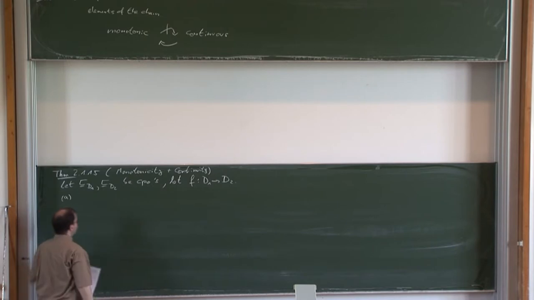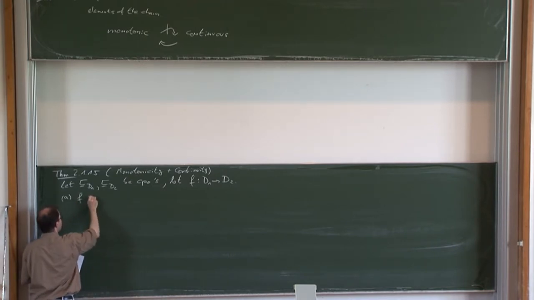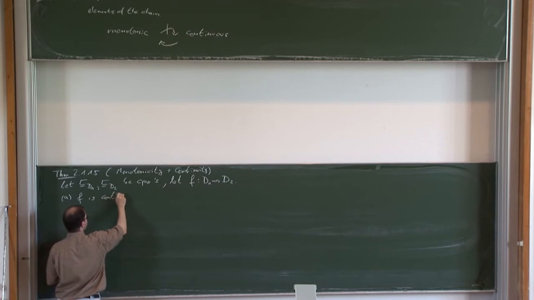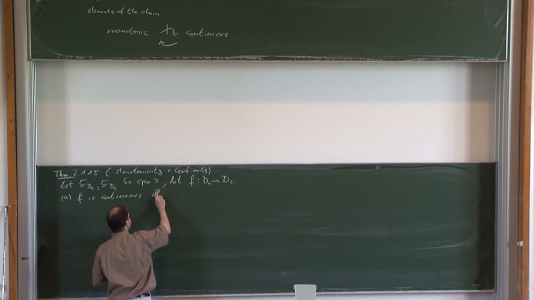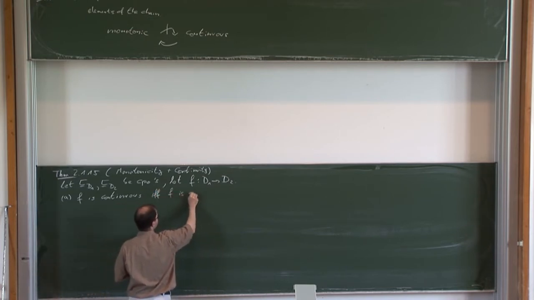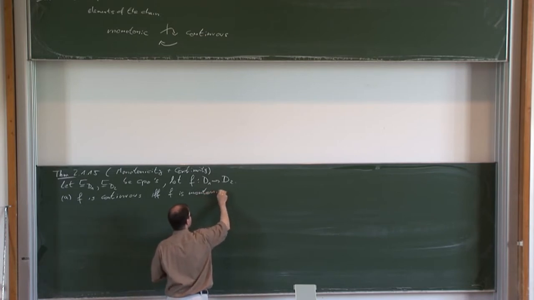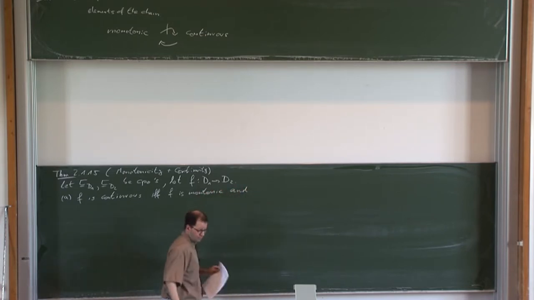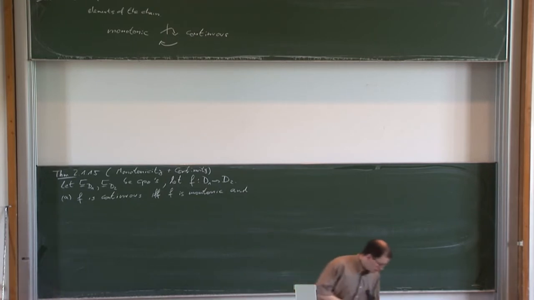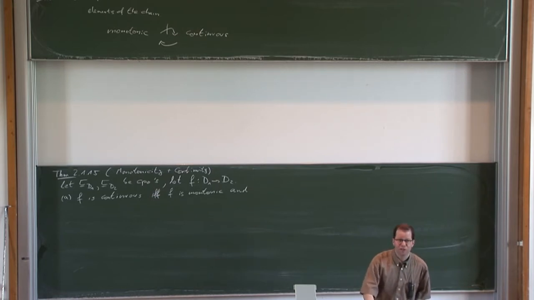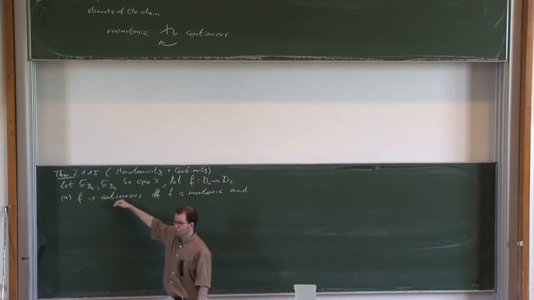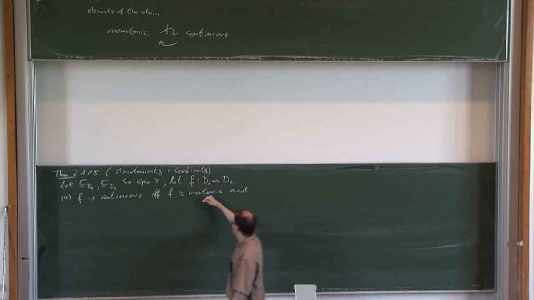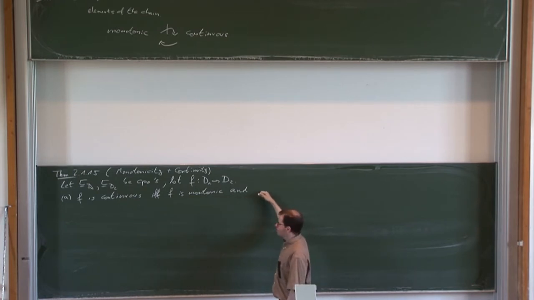And part 1 is: f is continuous if and only if f is monotonic and... So by seeing the beginning of this theorem, you can already see that this arrow indeed holds. So if f is continuous, then f is also monotonic. So monotonicity does not imply continuity, but continuity does imply monotonicity and something else.